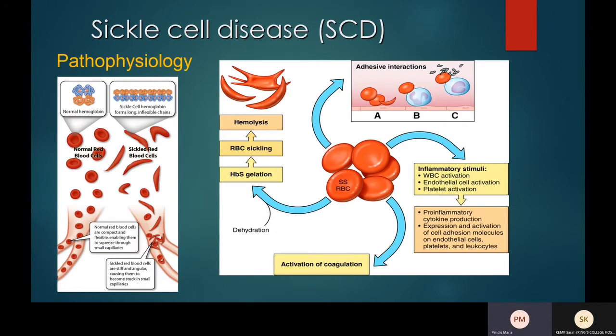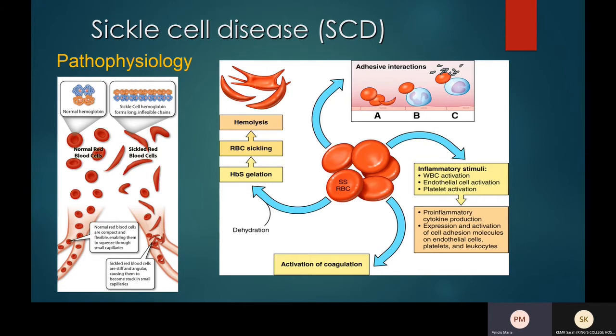So instead of red cells being flexible and donut-shaped and squeezing through tiny capillaries, red cells from people with sickle cell disease are stiff and angular and become stuck in very small capillaries. This causes decreased delivery of oxygen to the tissues, can result in ischemia and pain, and eventually can cause necrosis of some of these tissues.